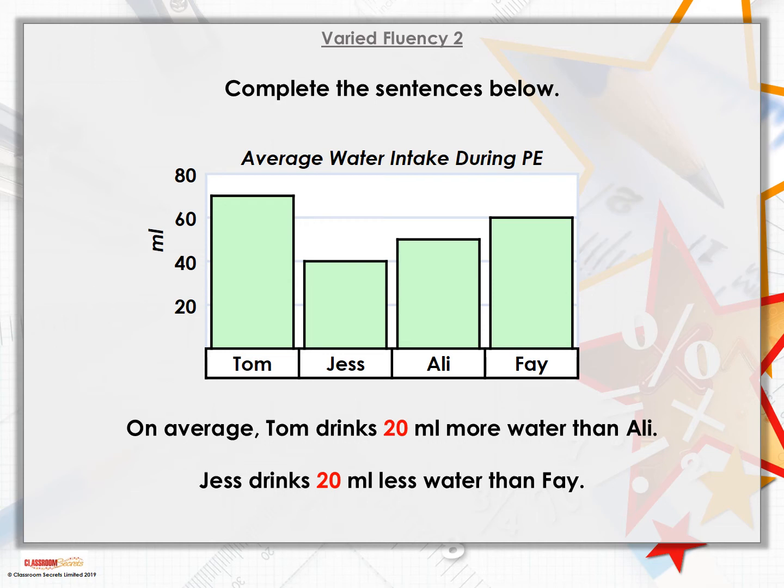Then we needed to see how much less water Jess drank than Faye. So Faye drinks 60 mils of water and Jess drank 40. Remembering the biggest number comes first when subtracting. So 60 take away 40 equals 20. Give those a tick if you got those right, please.